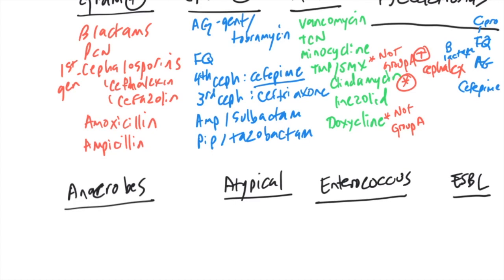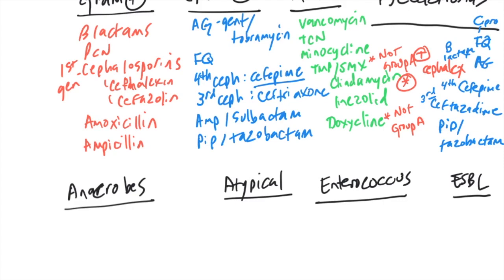And then you have another cephalosporin that covers Pseudomonas, and that's ceftazidime. This is a 3rd generation cephalosporin. So this is 4th, this is 3rd. And then lastly, we have the beta-lactam, beta-lactamase inhibitor combination, piperacillin and tazobactam. So these are the drugs that have specific pseudomonal coverage, okay?